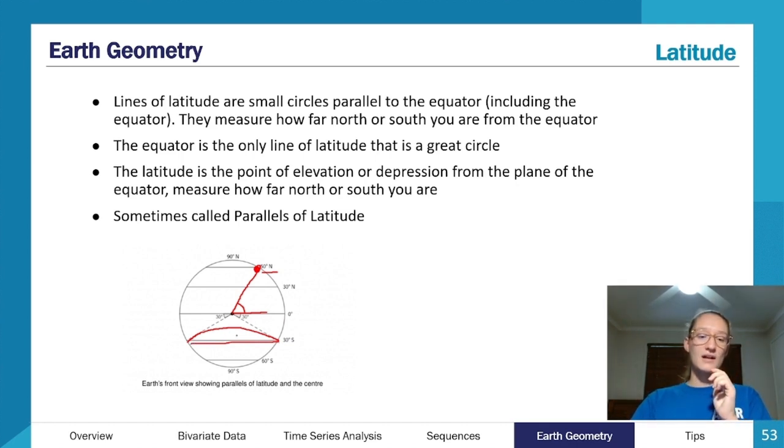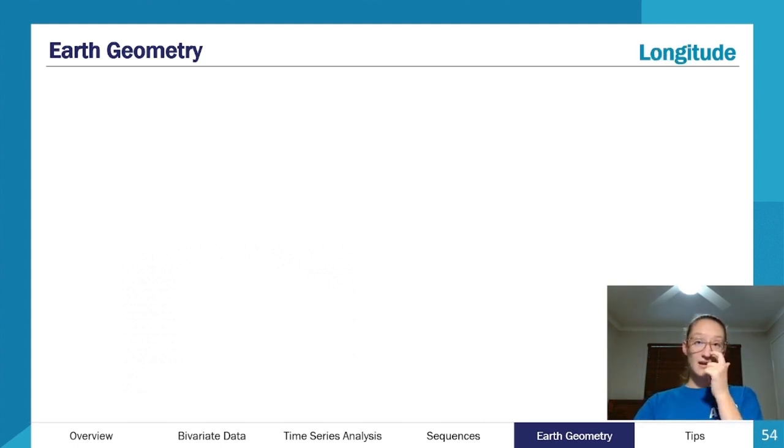But because the Earth is a sphere, it's 3D. We've got this line of latitude. Any point around the Earth that's on this 30 degree line is going to have a latitude value of 30 degrees south. So hopefully that makes a little bit of sense.